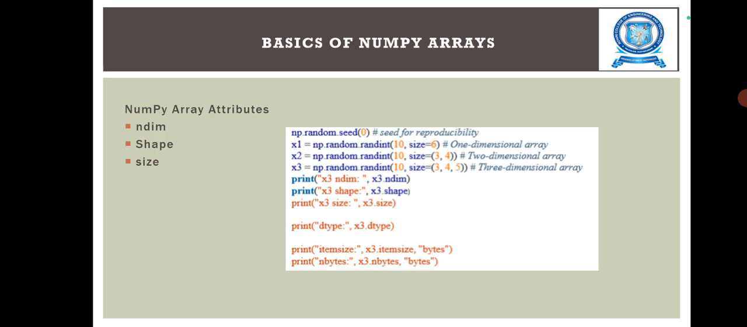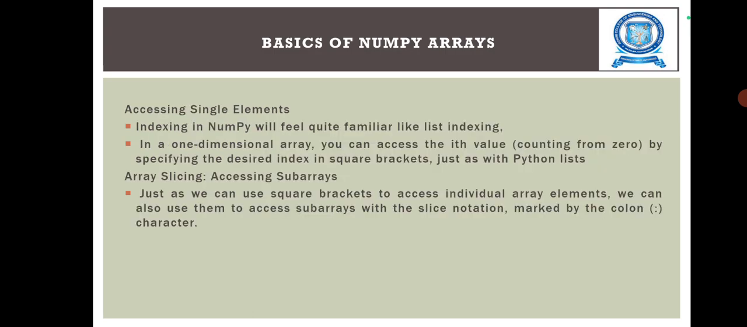Next, we are going to see some array attributes. ndim represents the number of dimensions. Shape represents the size of each dimension. Size is the total size of the array. Here in one example, it shows how we fix the size, for example, x1 = np.random.randint(10, size=6). It is a one-dimensional array. Likewise, you have to represent a two-dimensional array, and likewise a three-dimensional array also. This is a sample example for the NumPy array attributes.